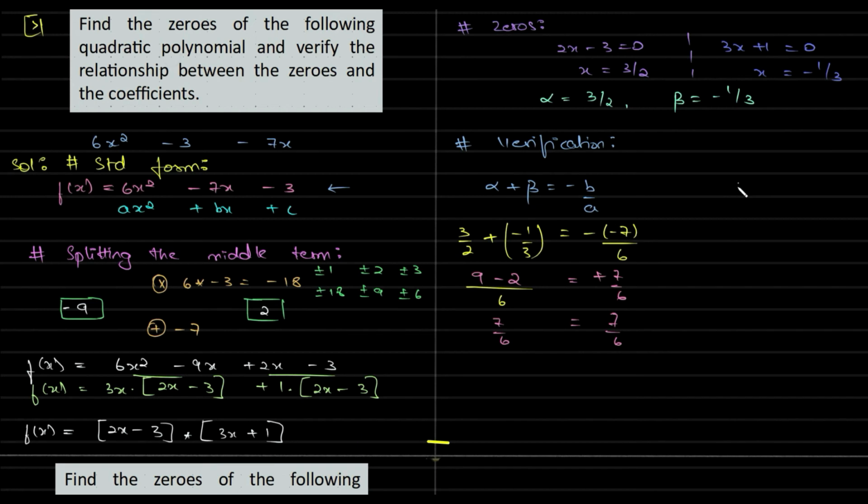So at last we have alpha into beta being equal to c by a. So 3 by 2 into minus 1 by 3 being equal to c is minus 3, a is 6, right? So it's just a matter of calculating. 3 and 3 gets cancelled. Minus half is equal to, this 2 will reduce to minus half. So you can clearly see LHS is equal to RHS in both the cases, hence verified.